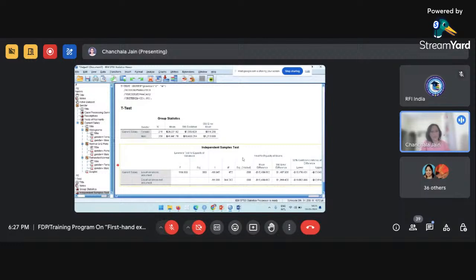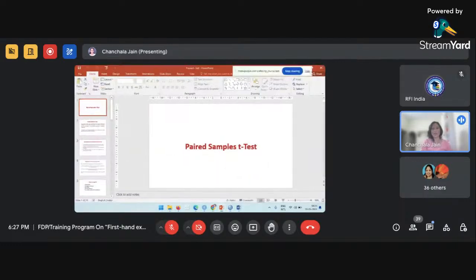Okay. So now we are moving to the paired sample test, that is the dependent sample test. So I need to share my slides. I hope the slides are visible.